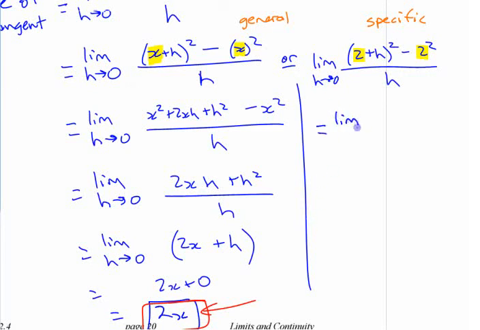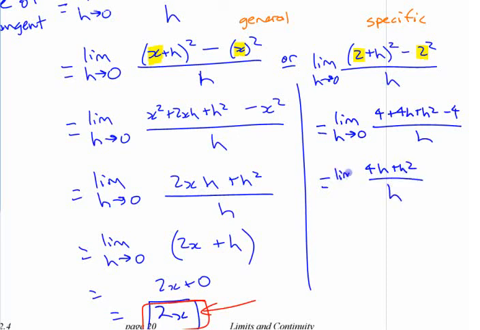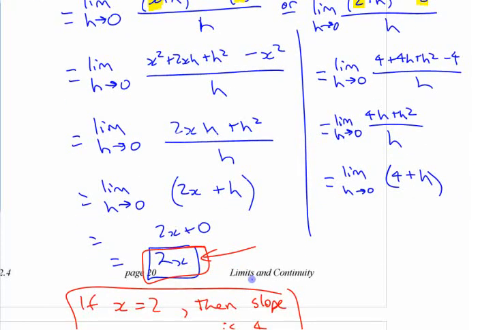If you work this one down, we'll try to do this one really quickly here. It's exactly the same as this, except everywhere there's an x, it's a 2, right? 4 plus 4h plus h squared minus 4 over h. 4h plus h squared over h. Don't forget to write limit as h approaches 0. 4 plus h. Okay, it's exactly the same thing. You put this in, you get 4 plus 0, or 4, right? This is specific to when x is 2.